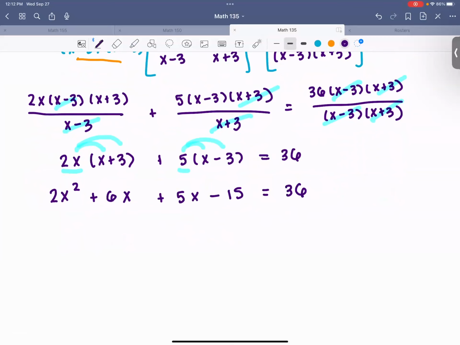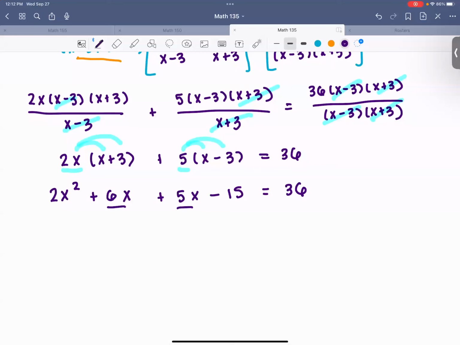All right, we're getting close. What else should I do? How can I simplify this even more? Combine like terms, perfect. So this becomes 2x squared plus 11x minus 15 equals 36.